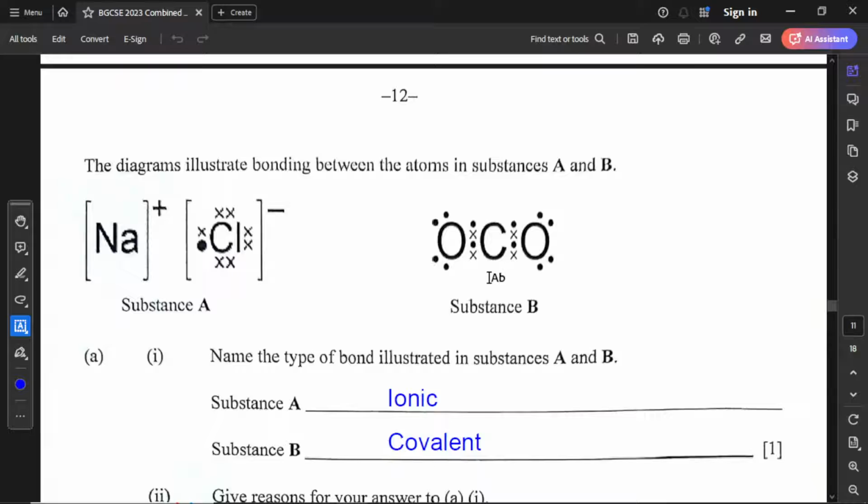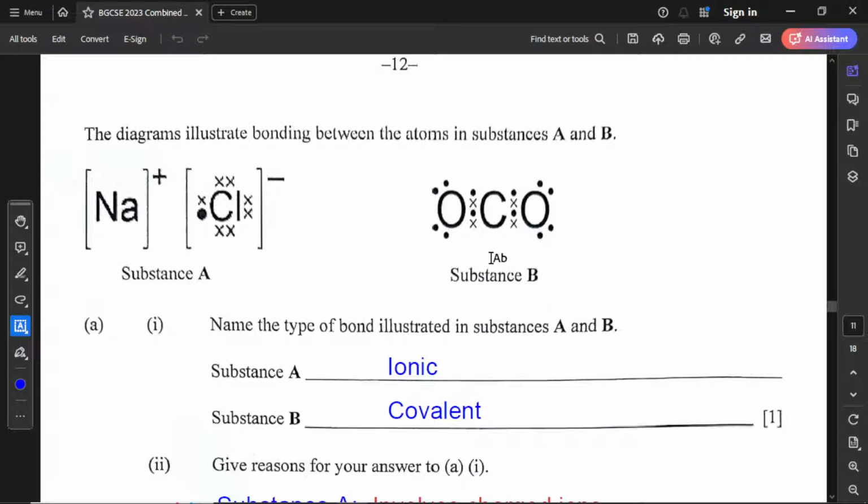All right. Next question here. It said the diagrams illustrate bonding between the atoms in substances A and B. Now, substance A, we have sodium ion and chloride ion. And then substance B, we have O C O, which is CO2, so this is carbon dioxide. This is sodium chloride going to form over here, which is substance A, and substance B will be carbon dioxide.